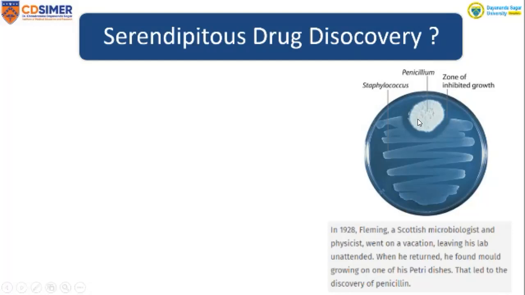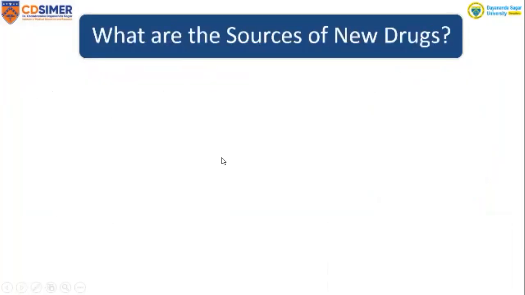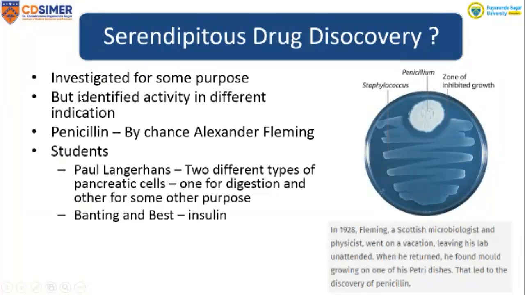And then the famous discovery of penicillin happened just by chance. Actually, Fleming was doing research on something else. Accidentally he identified Penicillium notatum, and from there penicillin was extracted, and in that way they serendipitously developed penicillin. Serendipitous drug discovery means they were researching for some other purpose, and they discovered a particular medicine accidentally.